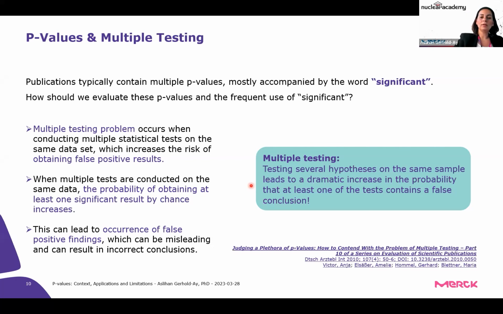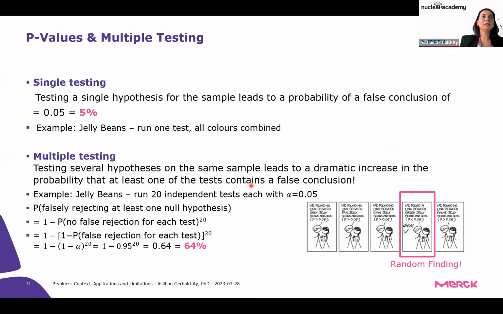It can also result in incorrect conclusions. So let's very simply show what happens, looking at our jelly bean example. When we have a single test, we are testing a single hypothesis on the sample, and we are looking at the type 1 error. Here our example is jelly beans: only one test because we combine all the colors together and look at whether jelly beans have an association with acne. So we have only a probability of false conclusion of 5%, because we have the cutoff of 0.05.